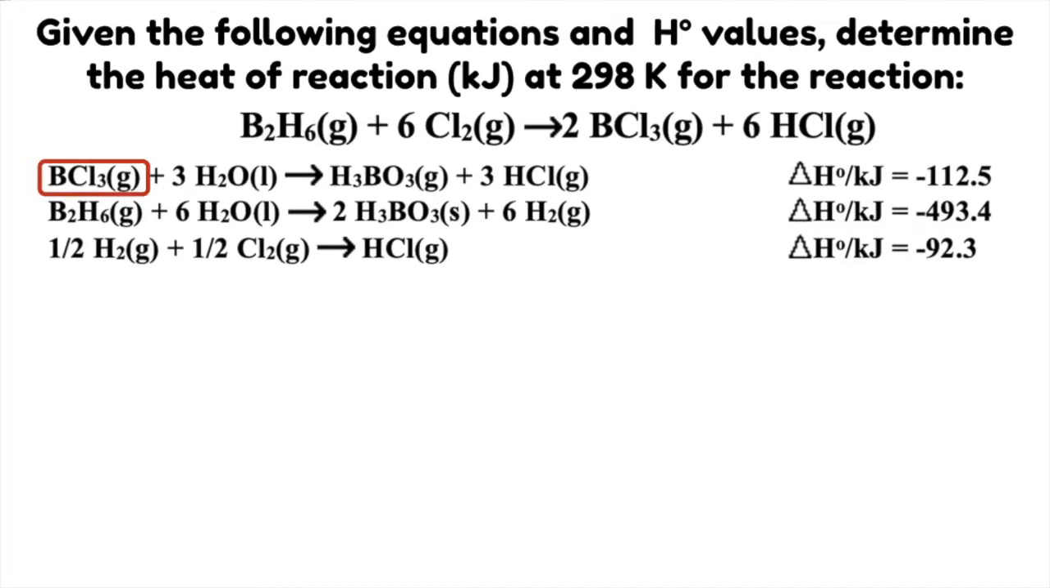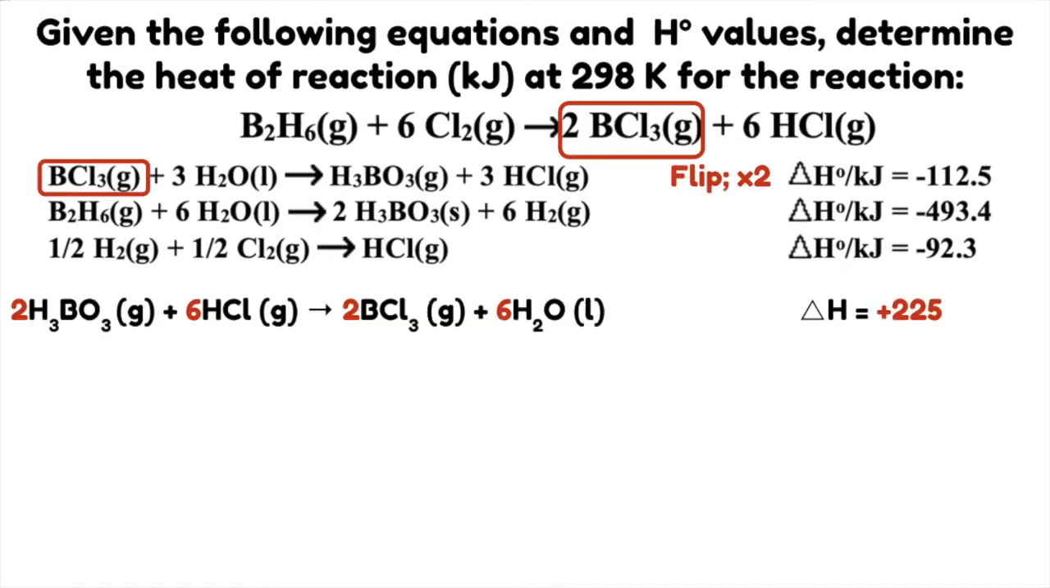BCl3, right? BCl3 here is on the reactant side, but on the main equation, it's on the product side and you have 2 moles. So what you have to do is to flip this first equation and then multiply everything by 2, okay? You will get this equation. Take note that the heat of formation was multiplied by 2 and the sign is reversed. So from negative, it became positive.